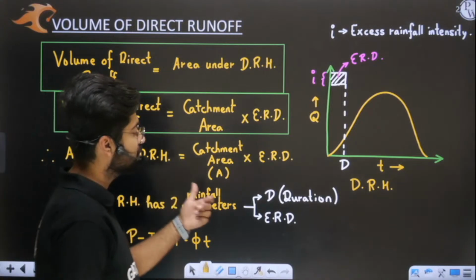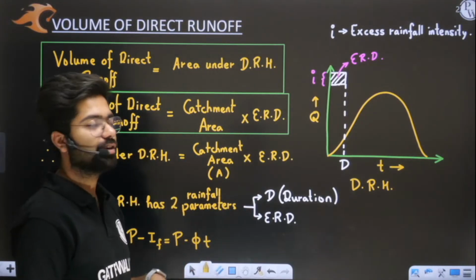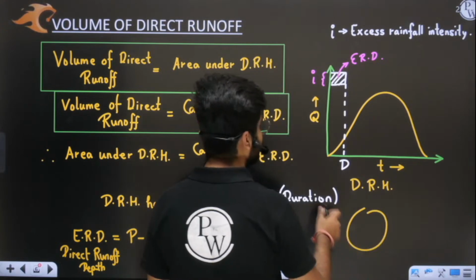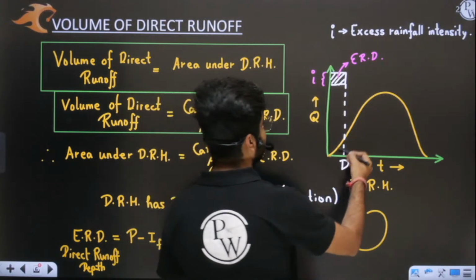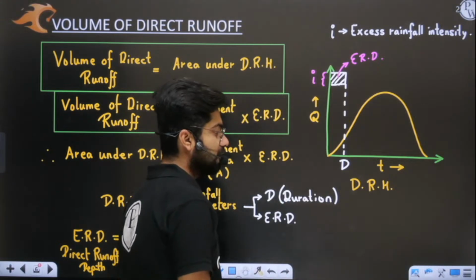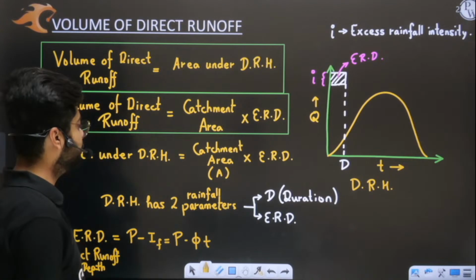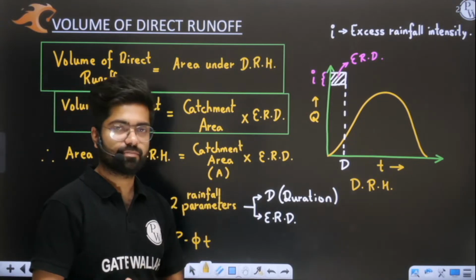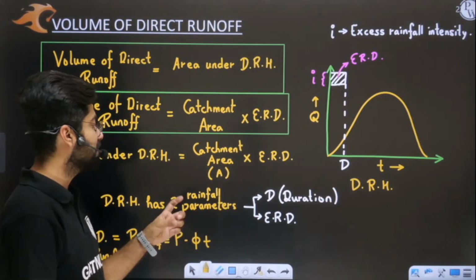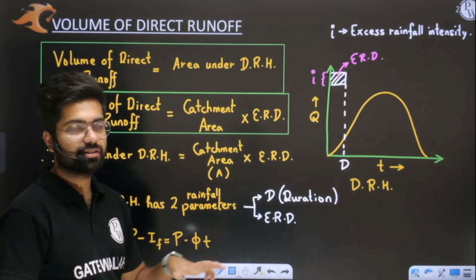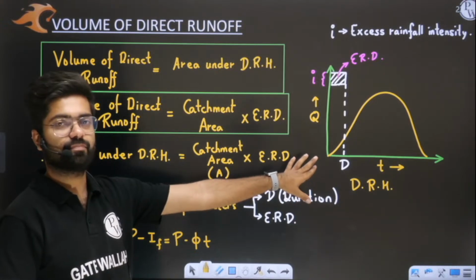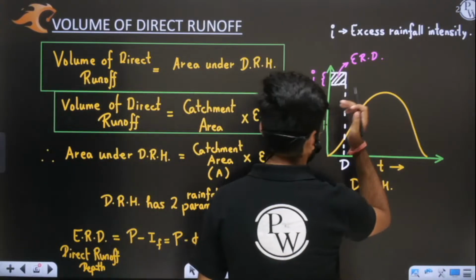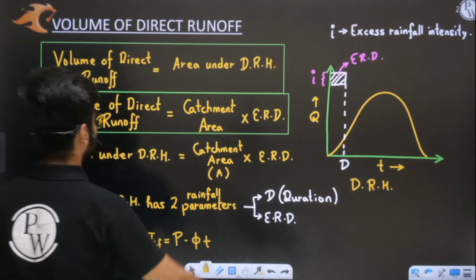Based on this, if you change duration and effective rainfall depth, obviously for a given catchment area, the shape of the hydrograph will change. So you can say that my direct runoff hydrograph has basically two rainfall parameters, duration of rainfall and excess rainfall, how much runoff will take place. If for the given catchment these parameters change, then obviously the shape of the hydrograph will change. Parameters mean we change these parameters and we get a different output. I hope this concept is very clear to you.